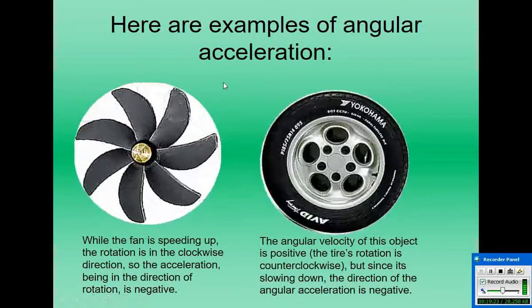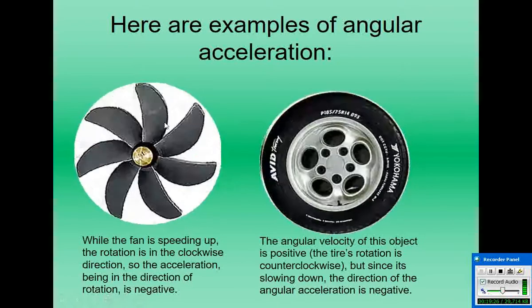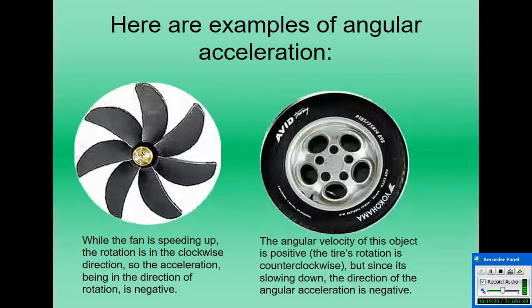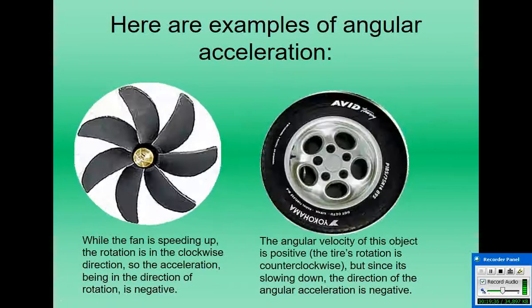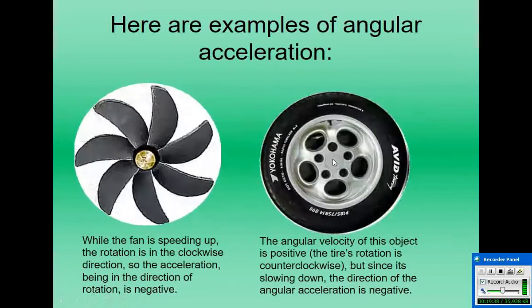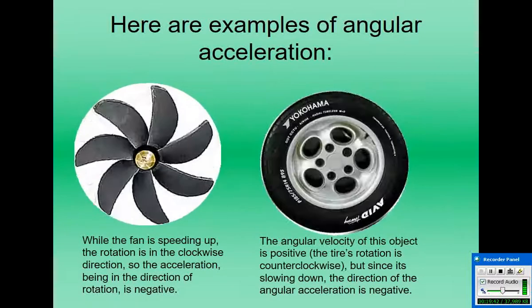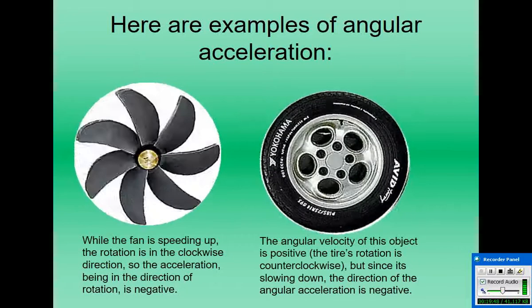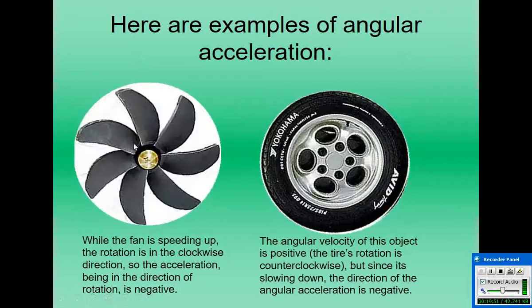Couple of cheap graphics on the screen. We see a fan blade on the left, and at the beginning of the animation, it starts to rotate clockwise and then it speeds up. On the right, we see a tire, and at the beginning of the animation, it's rotating relatively quickly and it slows down. But notice that the tire is rotating in a counterclockwise direction, the fan blade in a clockwise direction.